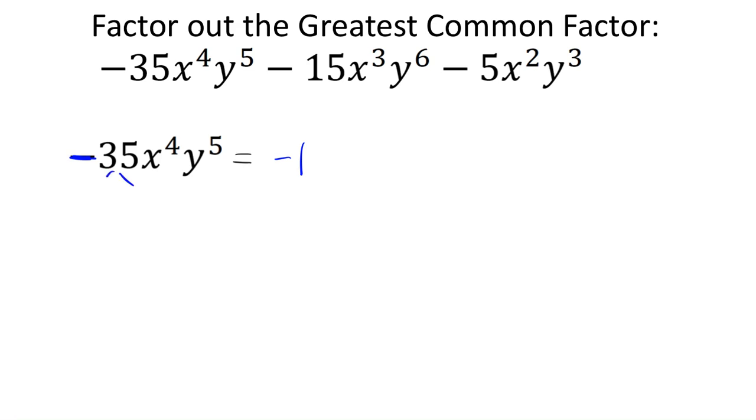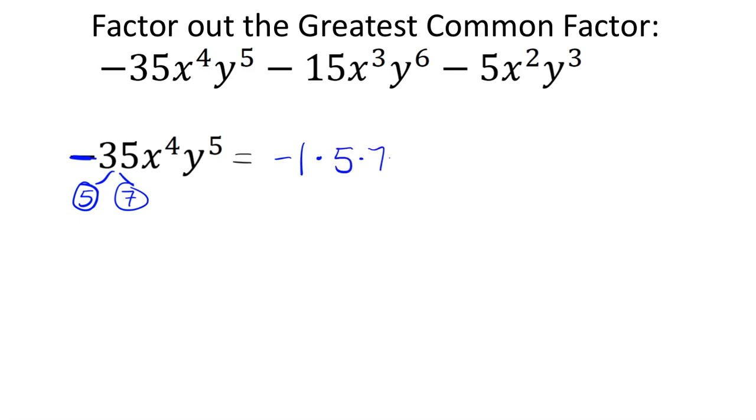So I'm going to split up 35. Again, I don't really care about the negative. I'm just looking for two numbers that multiply together to give me 35. And the two that I would use would be 5 and 7. Both of those are prime, so we're going to circle those, which means negative 35 would be negative 1 times 5 times 7.